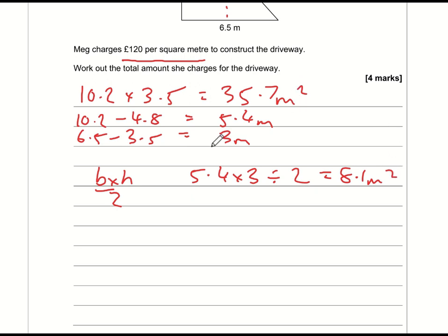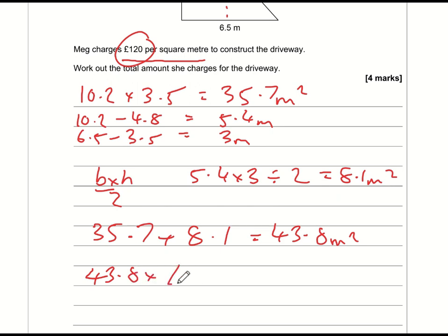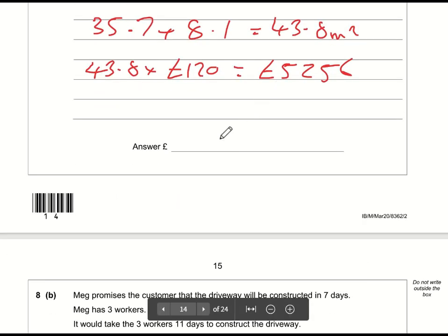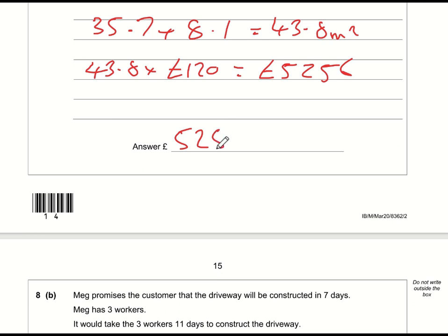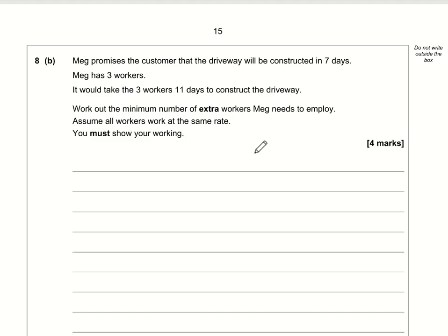So the overall area is 35.7 plus 8.1, and that is 43.8 square metres. £120 per square metre, so 43.8 multiplied by £120 comes to a total of 5256. So that's our final answer, £5,256.